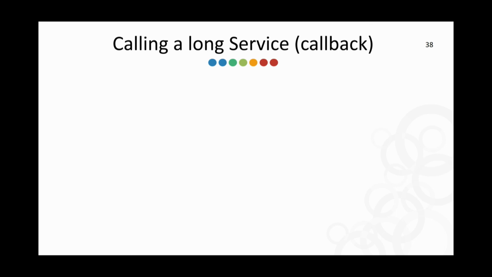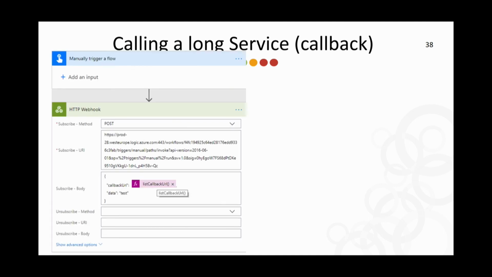How can you do that? I've noticed that there is a timeout. So the idea is you have to use the HTTP action, but HTTP webhook. So let's say you want to call this service, which is somewhere. In my case, my service is a flow, but it could be whatever you want. This is the URL for the service.